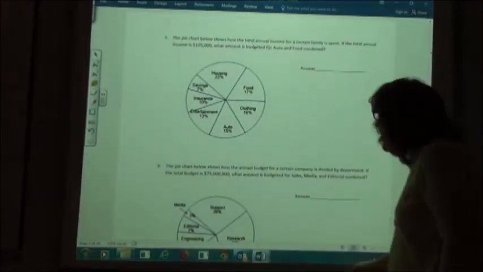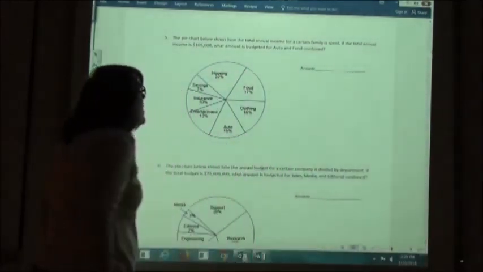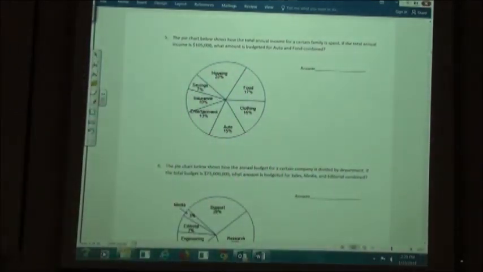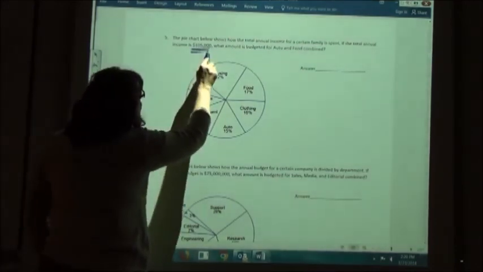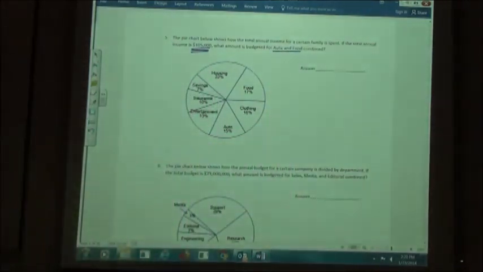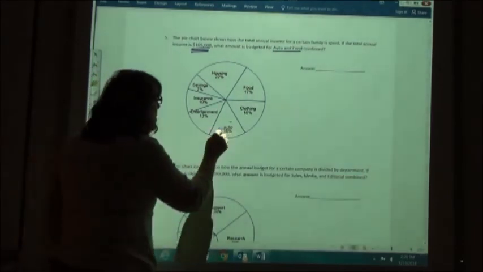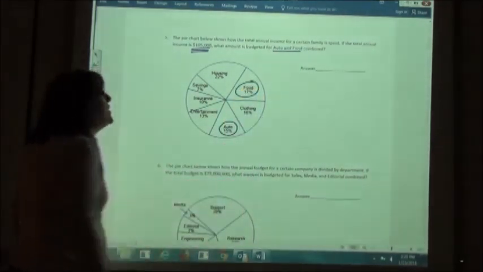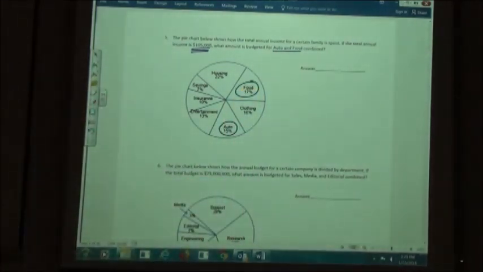So on number 5, this time it says the pie chart shows how the total annual income for a certain family is spent. The total annual income is $105,000. That's the total. We want to know how much they spent on just auto and food. So we're looking for the part. Again, we're going to take auto, which is 15%, and food, which is 17%, and add those together.